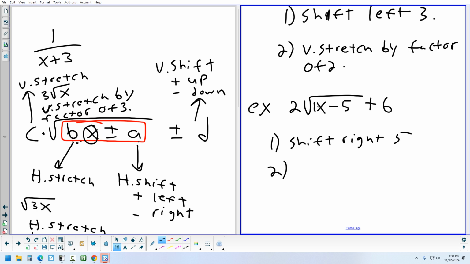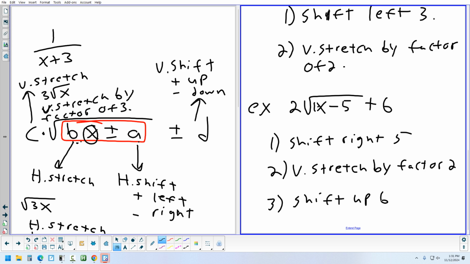Is there a number in the C spot? Yes. What number? It's a 2, and we say vertical stretch. Vertical stretch by a factor of 2. That's the C. And is there anything in the D spot? Yes. This time there is. A vertical shift up 6. So it's a positive and it's up. So shift up 6. So that's how you describe transformations.